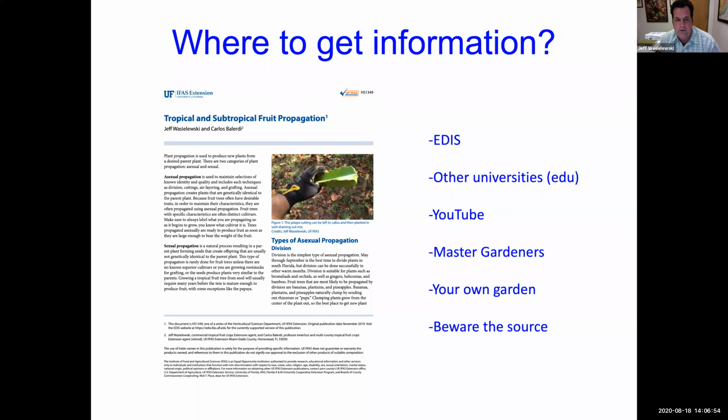The one I'm showing you here is called Tropical and Subtropical Fruit Propagation. That one will talk about what we've talked about in the past, which is propagation by grafting, propagation by air layering. It'll talk about what we're going to talk about in the future, propagation by division and cuttings. And it has what we'll talk about today, propagation by seeds. So there's lots there in EDIS. You can just Google EDIS UF and then your topic, and you'll probably get some very good publications.